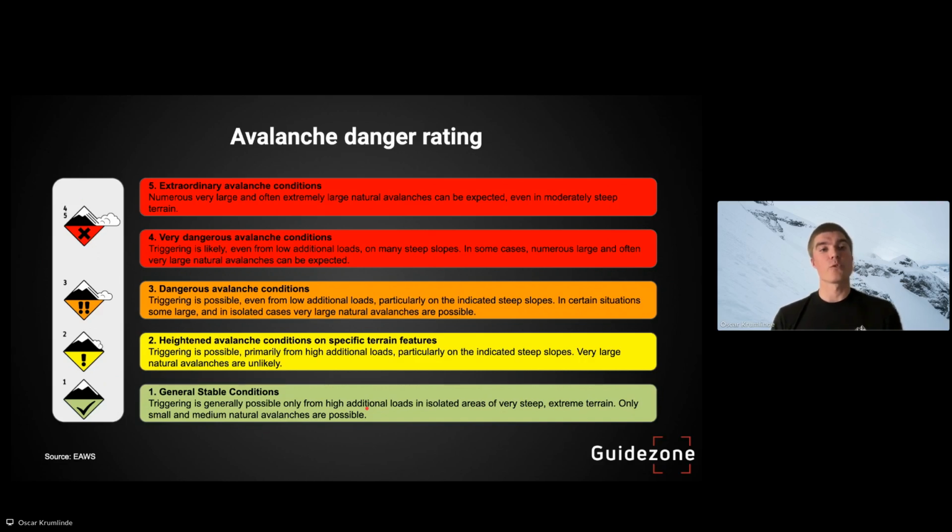And then we move on to 4, very dangerous avalanche conditions. Triggering is even likely from low additional loads on many steep slopes. And then 5 is extraordinary avalanche conditions. And this is more a natural catastrophe kind of avalanche rating.